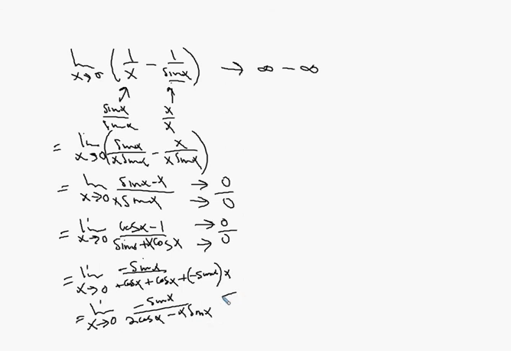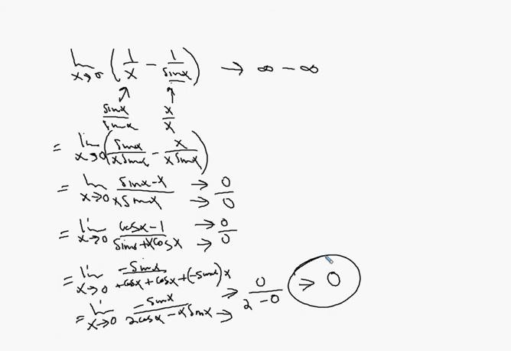So the top still goes to 0. The bottom, cosine of 0 is 1, so we have 2 times 1 minus 0, which is 2. So 0 over 2 is, of course, 0. And that's the answer. There's no natural logs or whatever, so that's just simply the answer.